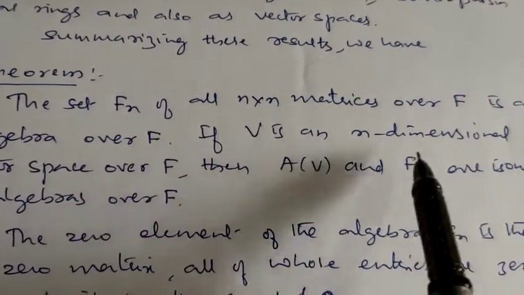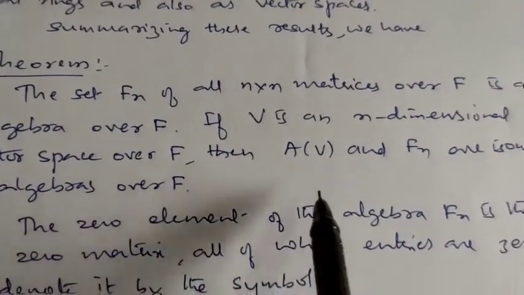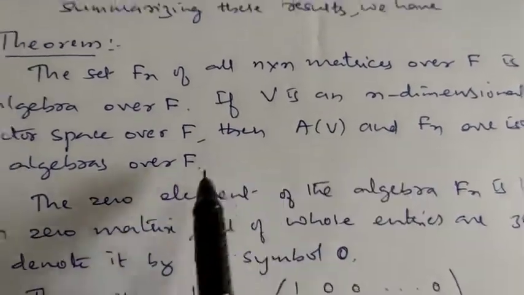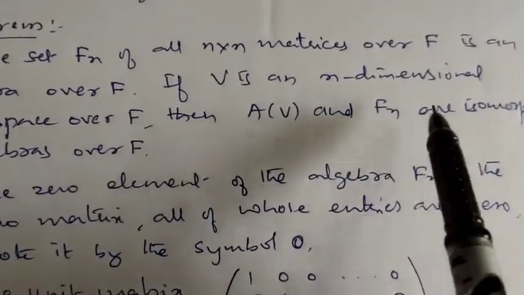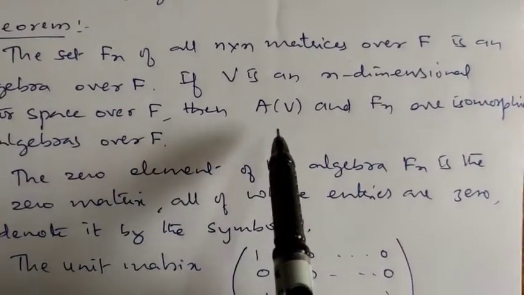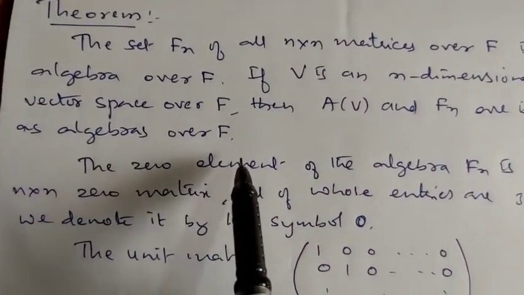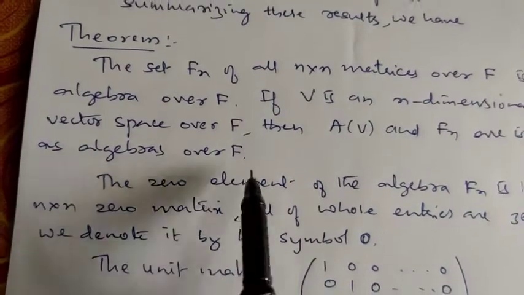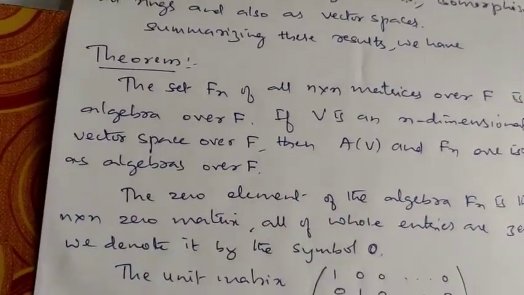And also, if V is a finite dimensional vector space over F, then A(V) and Fn are isomorphic as algebras over F. If V is an n-dimensional vector space over F, then A(V) and Fn are isomorphic as algebras over F. This is a famous theorem. So this is the statement.